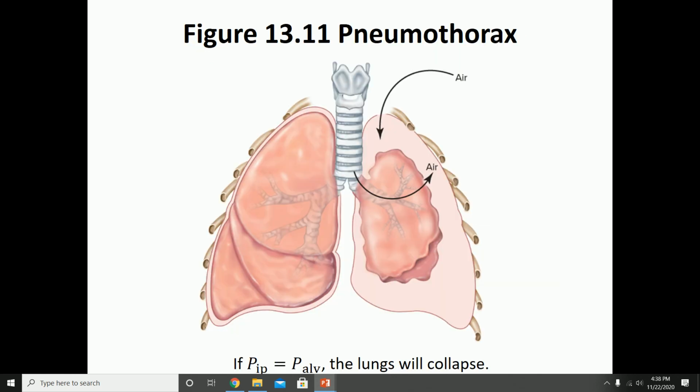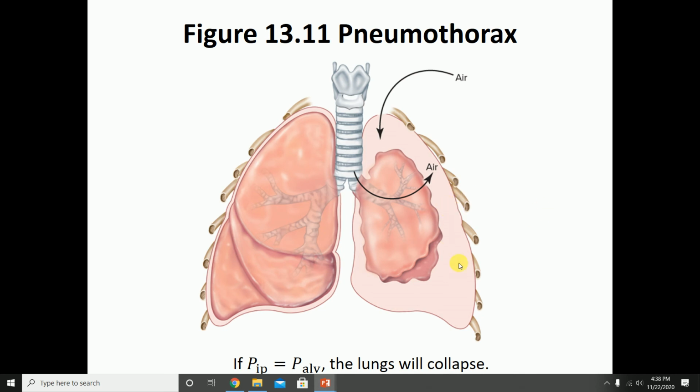Now what happens if we break into one of these membranes? So you see here, there is a tear in the parietal pleura. Now air will go into the pleural space. That means that all 3 of those pressures, the alveolar, intrapleural, and atmospheric pressures, are all going to be equal, and they're all going to be equal to 0.